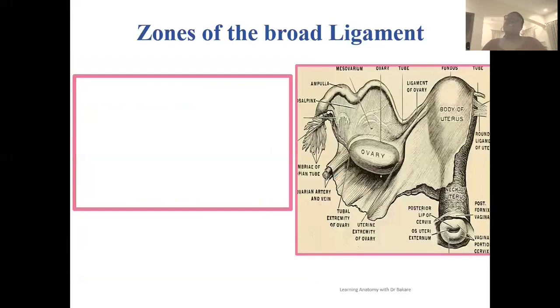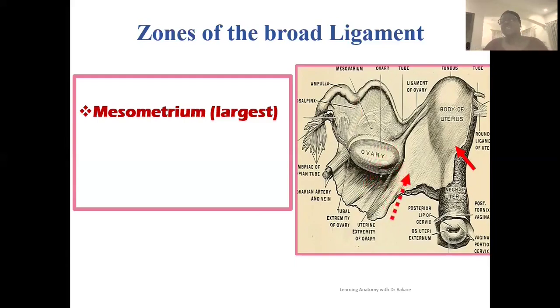The broad ligament of the uterus is seen with 3 zones, and these 3 zones are related to the structures that are located within the broad ligament of the uterus. The first one is the Mesometrium. This is where we have the uterus here. Remember that the uterus is lined by peritoneum, and at this region here that is arrowed in dotted red is where we have the emergence of the broad ligament of the uterus.